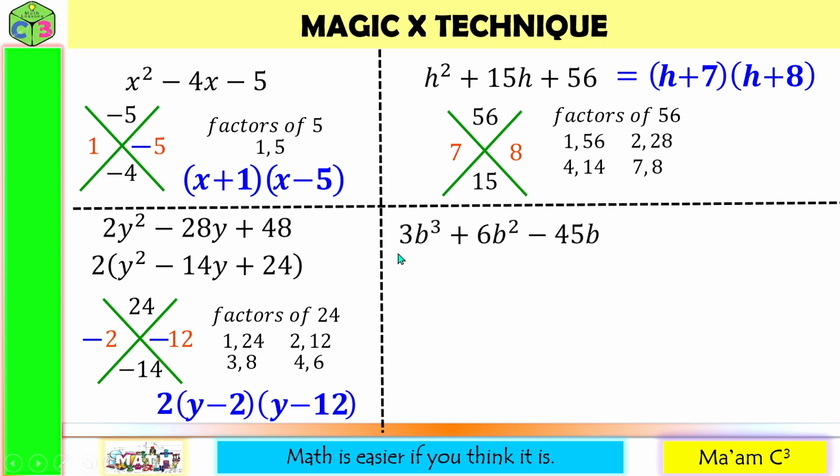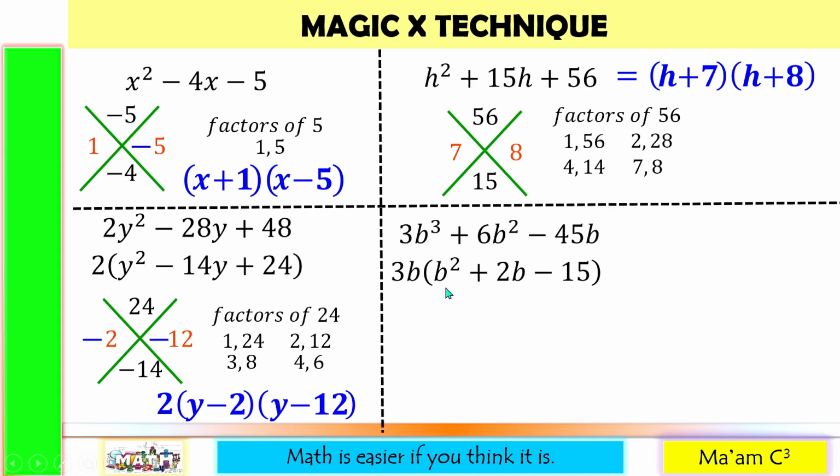Last one. We have 3b cubed plus 6b squared minus 45b. 3, 6, and 45 are all divisible by 3. B cubed, b squared, and b, I can factor out 1b. So my GCF is 3b, and this is my remaining factor. Quick check. 3b times b squared is 3b cubed. 3b times 2b is 6b squared. 3b times negative 15 is negative 45b.